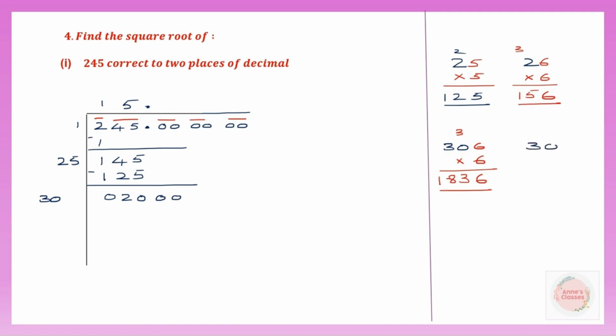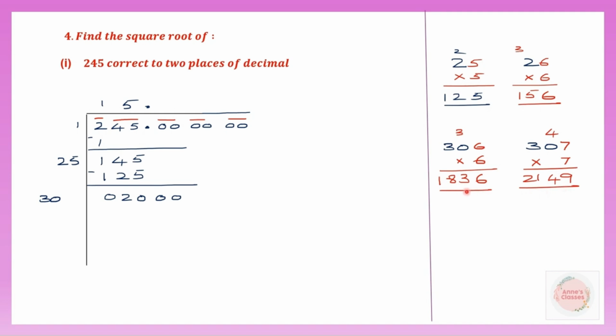Let's see by putting 7 next to 30 what we get. So let's write 30, we'll put 7 next to it, multiply this by 7 and see what we get. 7 sevens are 49, carry 4. Then 7 zeros are 0, you bring down 4. 7 threes are 21. So here we have 1836. Here we have 2149.